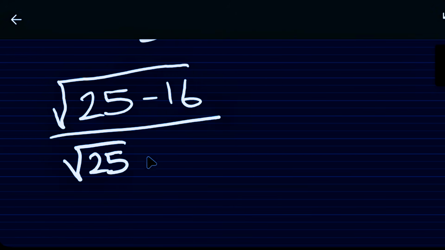Okay, the expression is the square root of 25 minus 16, then divided by the square root of 25 minus the square root of 16. Now, for us to solve this question the right way, the first thing we are going to note is that there is a difference between the square root of 25 minus 16 and the square root of 25 minus the square root of 16. Now from here, what we are going to do is attend to this numerator first.